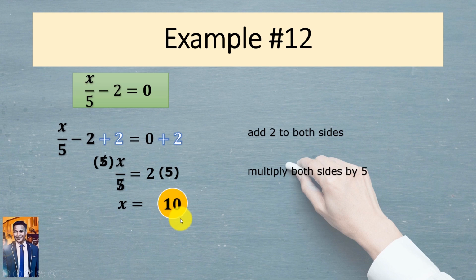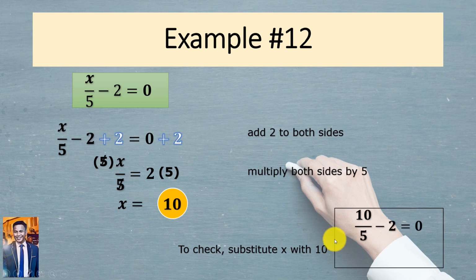And to substitute again, to check that, we're going to substitute x with 10. And that makes it 10 over 5 minus 2 is equal to 0. Tignan nga natin. 10 divided by 5, that is equal to 2. Minus 2 is equal to 0. So that wraps up our session for today, Evaluating Algebraic Expressions.